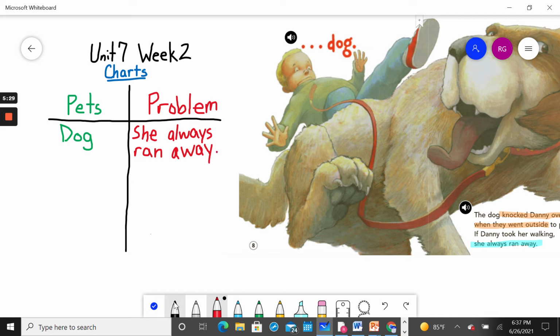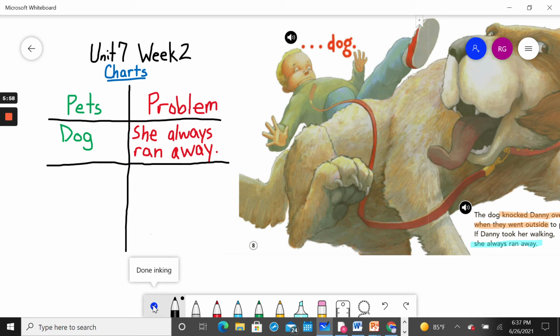Boom. After I'm done writing what problem I had for the dog, I'm going to put a line underneath so that everyone knows that this problem matches with this pet. And when we move on to our next pet, this line tells us that this next pet has a different problem. What was the next pet?